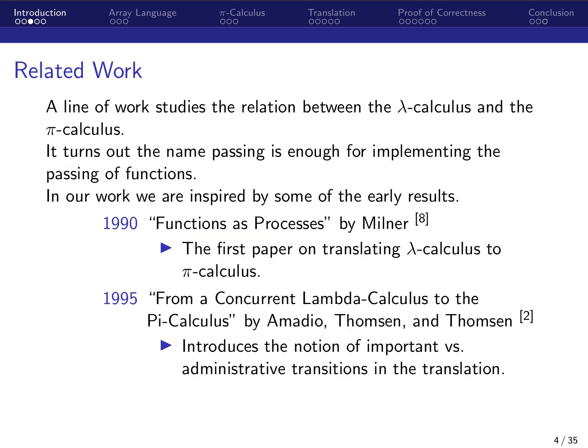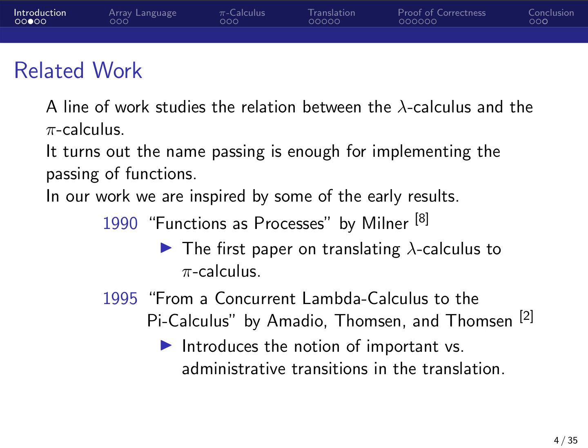Now, there's been a lot of work already on understanding how you can express notions of functional programming in the Pi calculus. It all dates back to the early work on the Pi calculus by Robin Milner. And name passing is crucial, and it's enough for implementing the passing of functions. And the work that we present here is inspired by some of those early results.